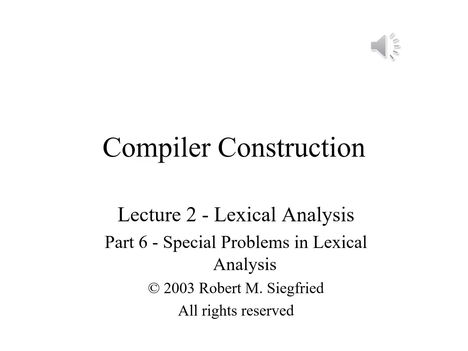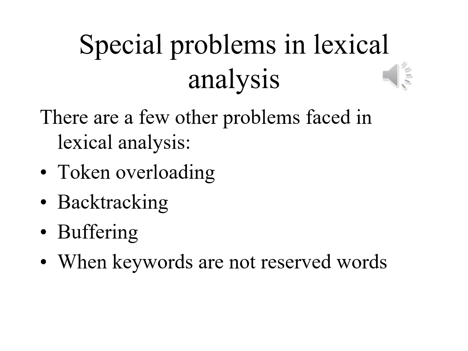In Part 6 of Lecture 2, we will take a look at special problems in lexical analysis. There are a few other problems that we may face in lexical analysis. One is token overloading, where a given symbol may have more than one meaning. Backtracking, where we will have to go back and scan something all over again. Buffering, going through the process of saving text in the input stream that we have not yet used. And lastly, the situation where keywords in the program are not reserved and can be used for other purposes as well.